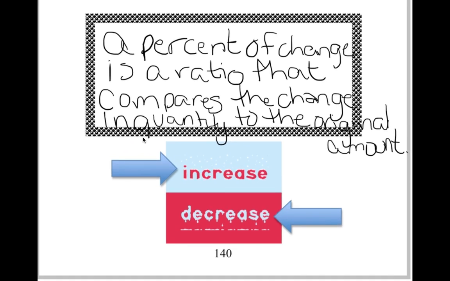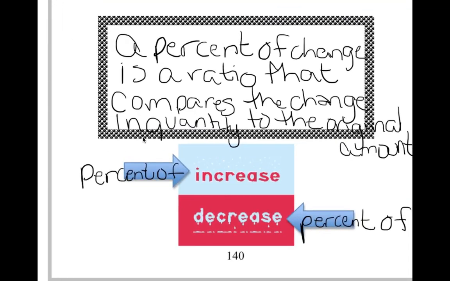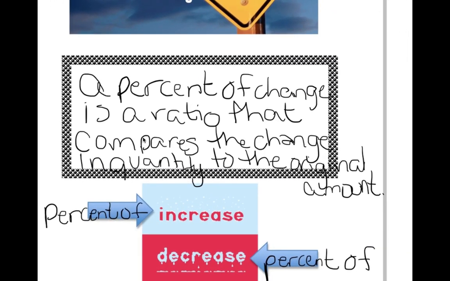We have two formulas that show either increase or decrease. So we have what's called a percent of increase or a percent of decrease. This is when things go up and this is when things go down. We have two different formulas for figuring these out, and I'm going to write them right next to it.